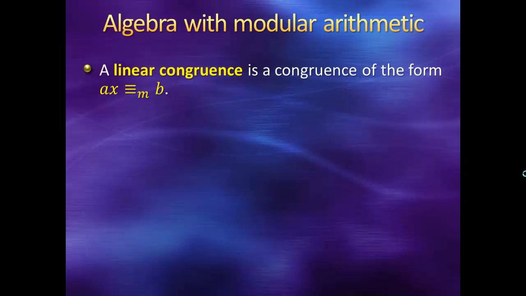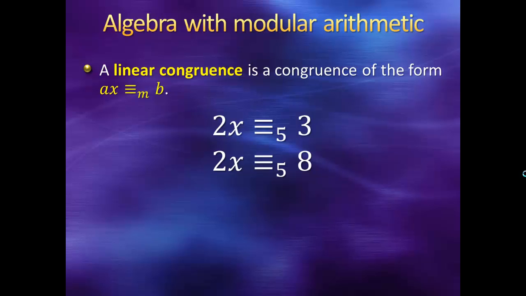A linear congruence is a congruence of the form ax is congruent to b mod m. When we solve such a congruence, we won't get just a single answer, but rather an entire congruence class of examples. Consider the congruence 2x is congruent to 3 mod 5. Because of our rules from earlier, we can add a multiple of our modulus to either side of the congruence and leave it intact. So let's add 5 to the right side of the congruence. Now we have 2x is congruent to 8 mod 5.